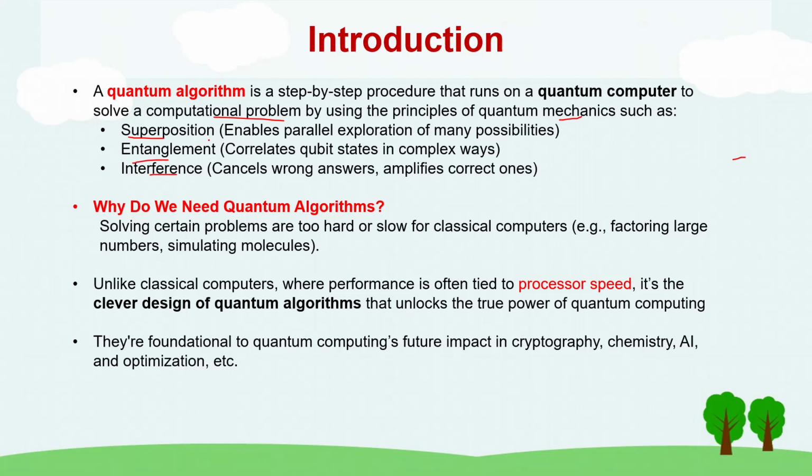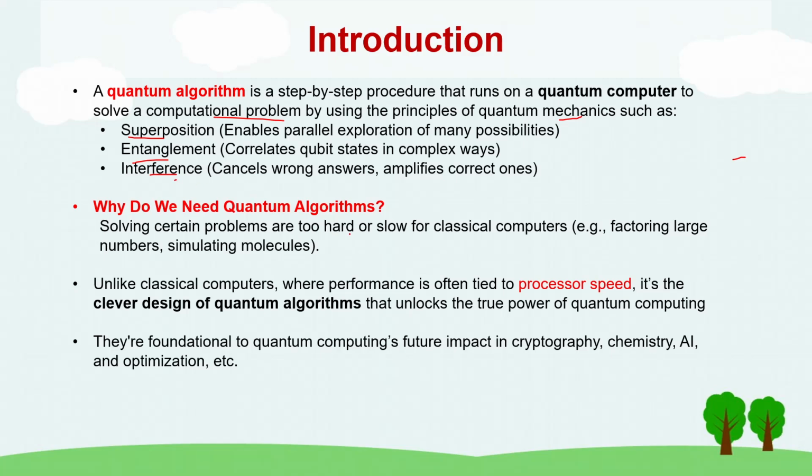Superposition gives the parallel exploration of many possibilities, the parallel computing power. Entanglement gives correlation between different qubit states, which will be useful in quantum neural networks, and it's also used at some places, but superposition, in my view, is very important, and entanglement is also used in teleportation like that. Interference will happen actually without your knowledge. It happens. We will try to identify where this interference is coming and helping us. It cancels wrong answers and amplifies the correct ones.